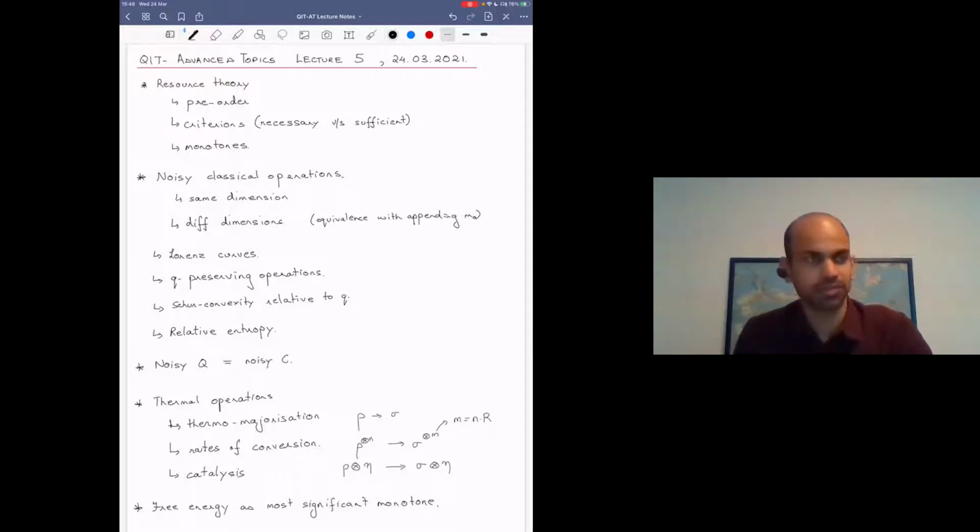In each of these different resource theories, we get different constraints. But one of the main things that we see in all of them is that the comparison, the distance between our initial state and the thermal state matters. And this distance can be written in terms of the free energy. So we will end with a comment that the free energy is in fact the most significant monotone that exists in quantum thermodynamics.